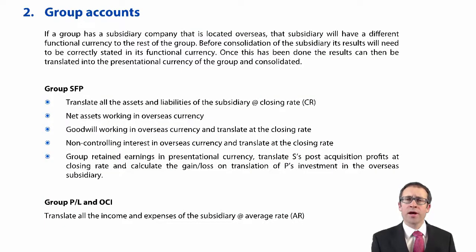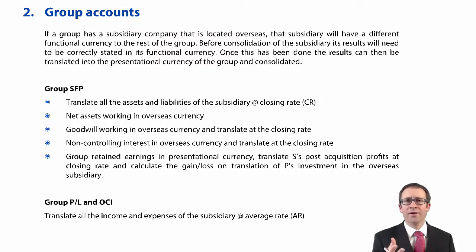Here we're going to look at how to consolidate an overseas subsidiary. Before we consolidate, we need to ensure that everything is correct within the functional currency of the subsidiary. So if there are any overseas transactions within that subsidiary, we need to get those up to date first and work out any gains or losses. Then once everything's correct in that subsidiary, we can begin to consolidate.